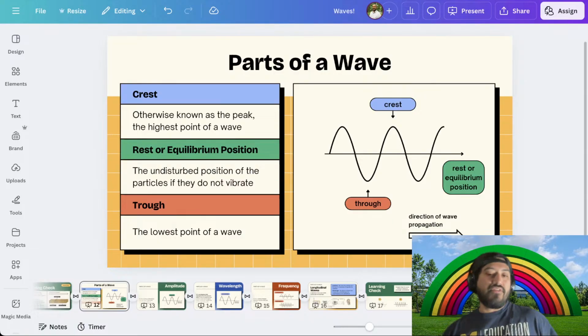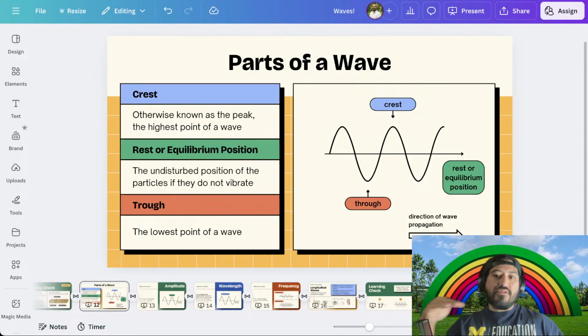What we learned first of all was what this type of wave looked like, a sine wave. It has a crest, which is the top of the wave, and a trough, which is the lowest point of the wave. Students have been learning about the rest or equilibrium position within that wave, and how changing amplitude or changing frequency can make these waves look different.